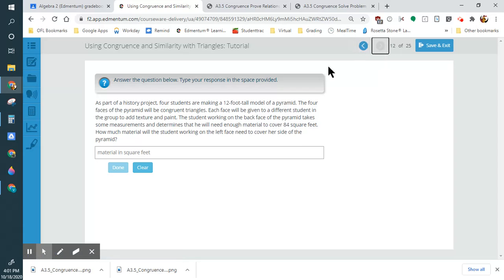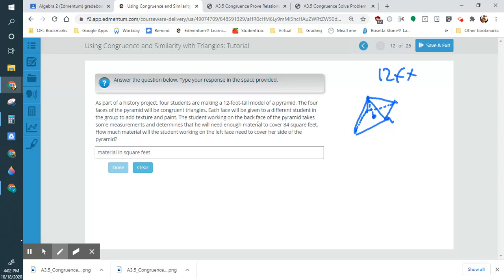Okay, as part of the history project, we have a pyramid. So we have a pyramid. Let me see if I know how to draw a pyramid. I feel like I always forget how to do this. All right, let's say that's our pyramid. And then our height. So our height is 12 feet.